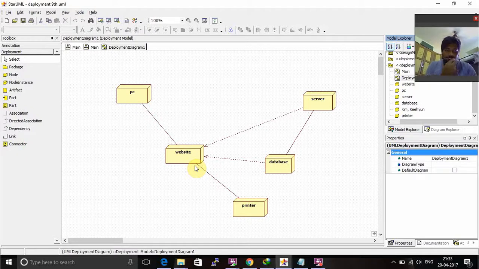Hello everyone, this is Shashank and now I'm going to show my ninth exercise of my case tools lab.